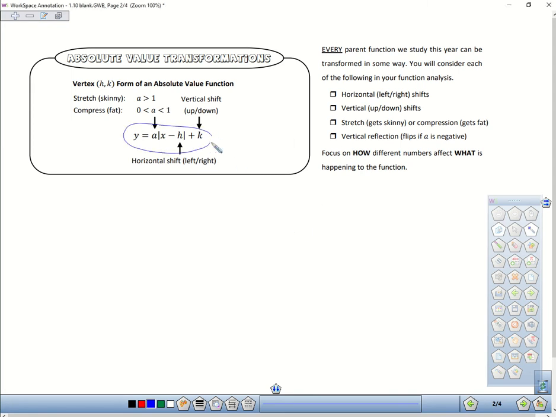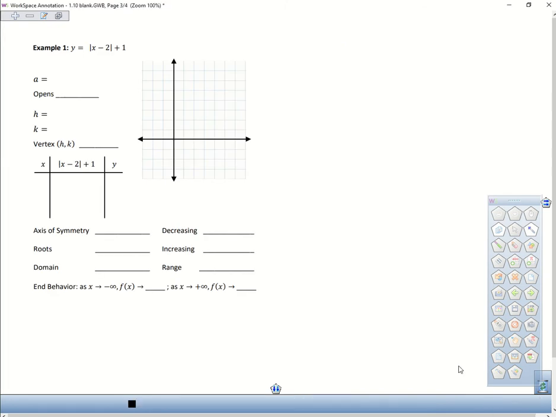So this is what the standard form of an absolute value function looks like. A indicates if it's flipped right side up or upside down. And if the absolute value of A is greater than 1, it's going to be a stretch. And if A is between 0 and 1, which means it's a fraction, it's going to be a compression. So we're going to talk about some examples of what that looks like.